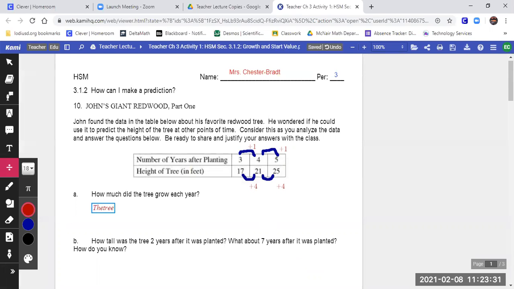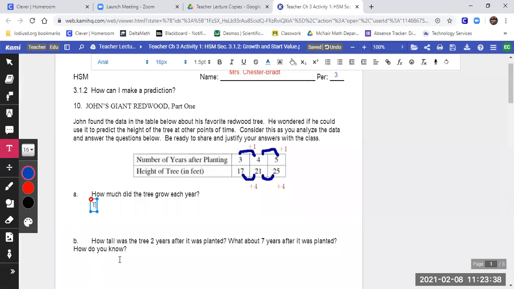The tree grew about, oops, right idea, wrong thing, text box. The tree, I want red. Grew about 4 feet per each year. Okay, we just took the words in their question and rearranged them. Why did I say this word about? Why did I say about?